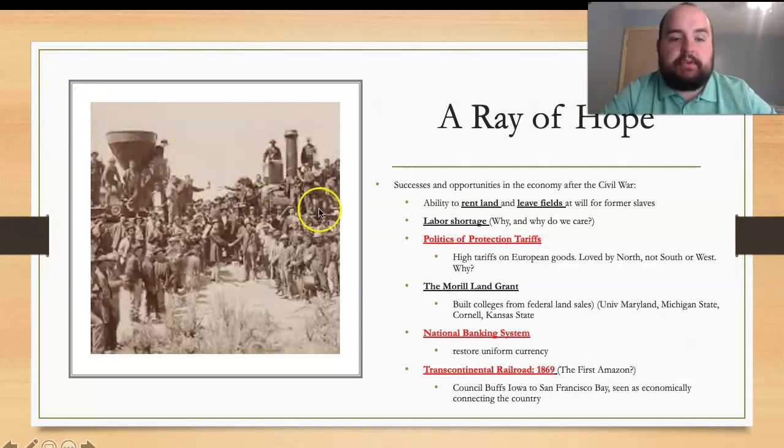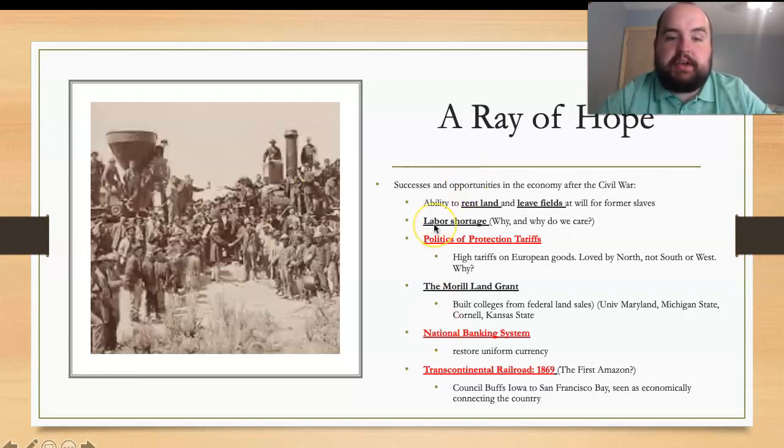There were actually quite a few successes and opportunities after the Civil War was over. For example, before the Black Codes especially, which we talked about last week, some African Americans actually did get the opportunity to rent land or buy land and now had the ability to leave their fields whenever they wanted. So instead of having someone whip you or abuse you if you tried to leave the field, you could come and go when you were working at your leisure.